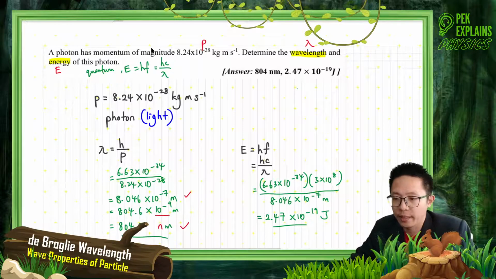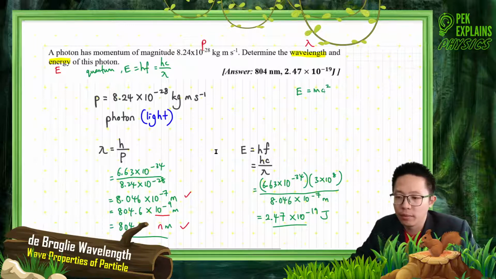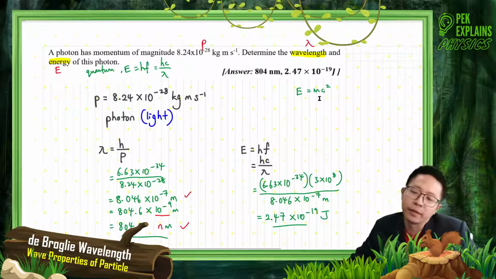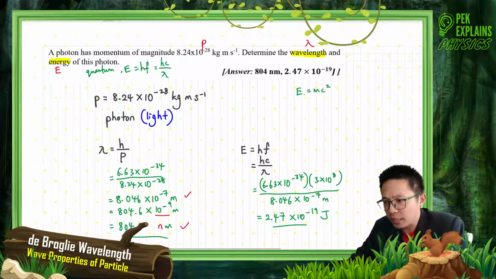Another way to get the energy is to use the formula E equal to mc squared. Actually, this formula lambda equal to h over momentum is derived from E equal to mc squared together with E equal to hf. Combined, we get this de Broglie formula lambda equal to h over momentum. So we also can use this one. How to use this one? Because it gives us the momentum P, isn't it?